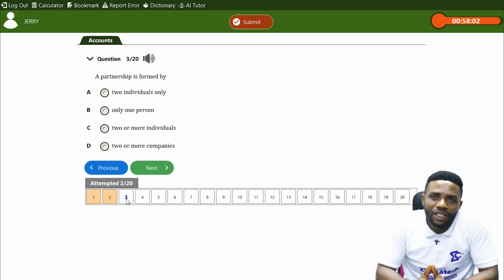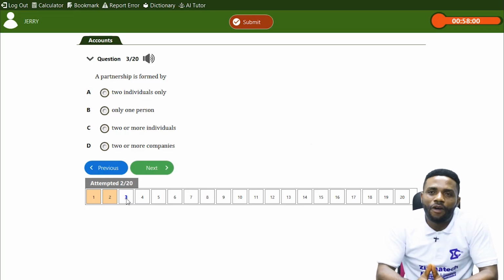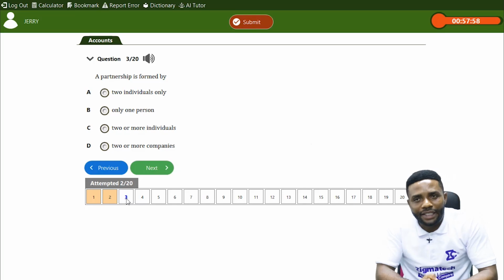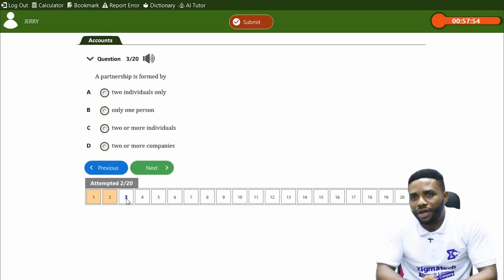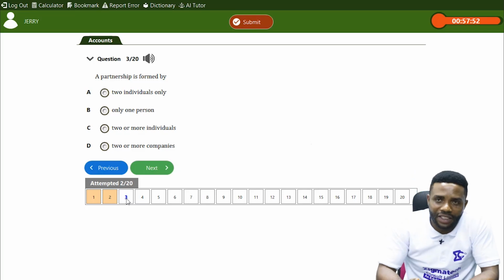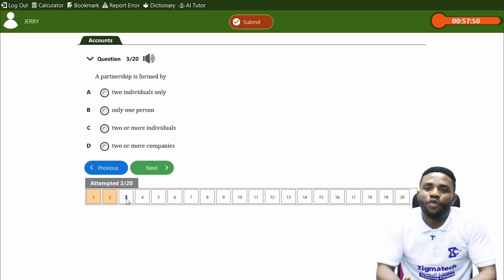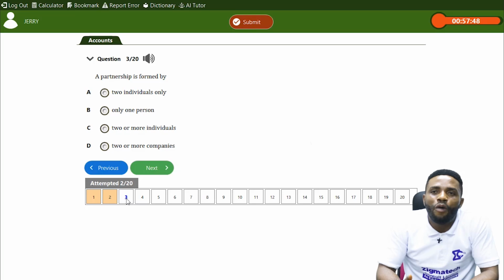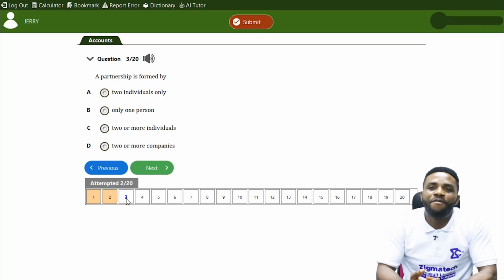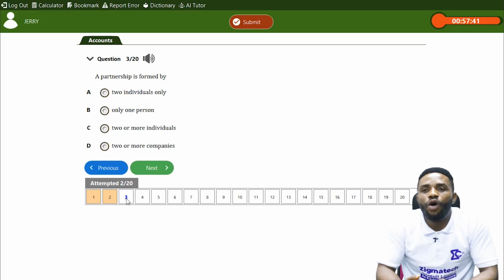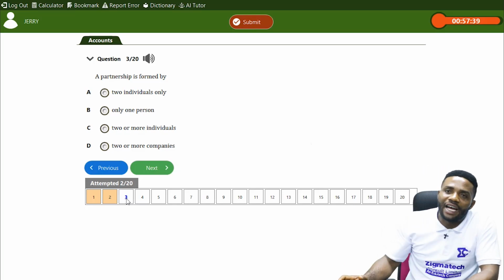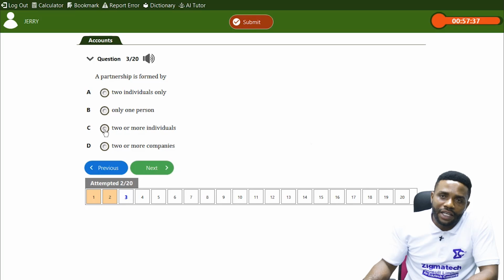Now, I have mentioned that a partnership is formed by 2 to 20. So if you say 2 individuals only, which is A, you are wrong, because it can be more than 2 persons. If you say only 1 person, you are wrong. If you say 2 or more individuals, you are very, very correct, because it cannot be 2 or more companies. So the answer here is C.